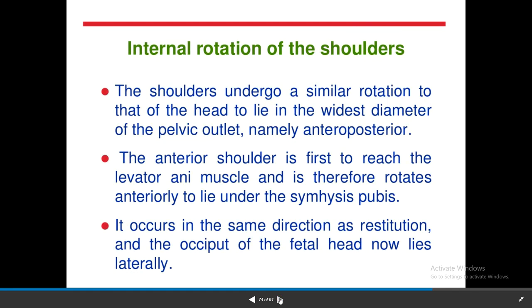Internal rotation of the shoulders: the shoulders undergo a similar rotation to that of the head to lie in the widest diameter of the pelvic outlet, namely anteroposterior. The anterior shoulder is first to reach the levator ani muscle and therefore rotates anteriorly to lie under the pubic symphysis. It occurs in the same direction as restitution, and the occiput of the fetal head now lies laterally.